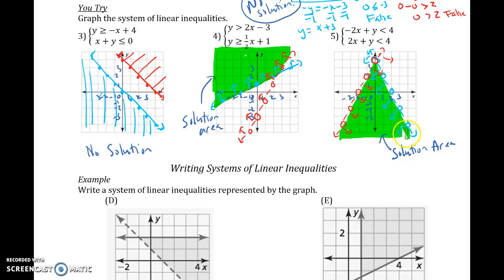So again, it's up to you how you want to do the shading. So if you look for number 3, I did the lines, and then 4 and 5, what I did was I used those arrows, and I just followed the direction of the arrows to create that solution area. But what needs to be very clear is where your solution is, or if there's no solution.